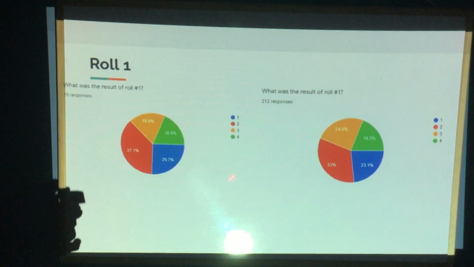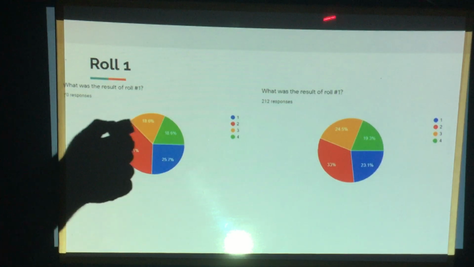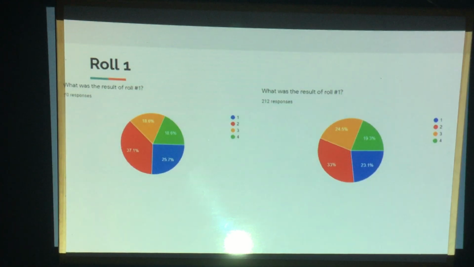So this left side is always going to be the first 70, and then the right side is going to be the second time when we have 212 responses. So this is just everybody's roll number 1. So you can see this represents 70 rolls, and we don't have anything close to a 25, 25, 25.